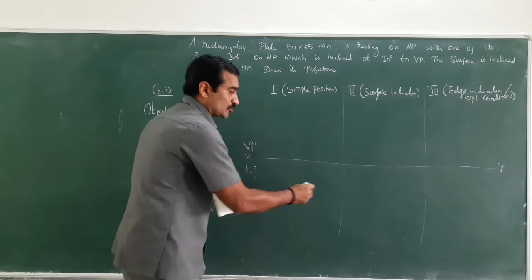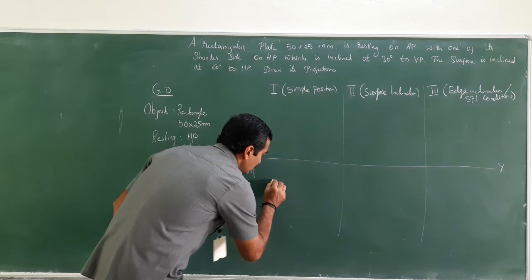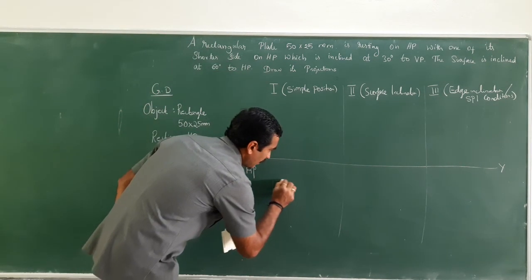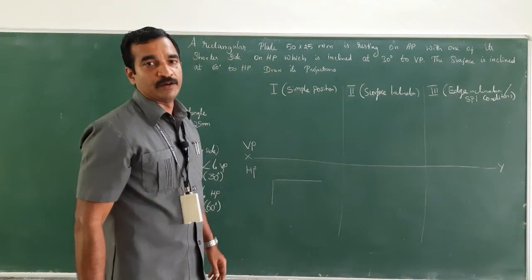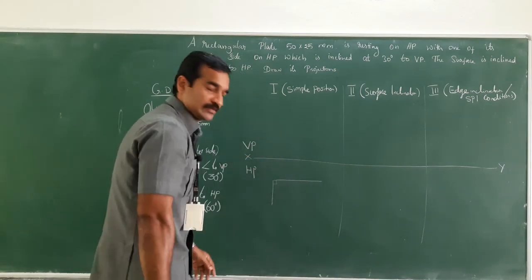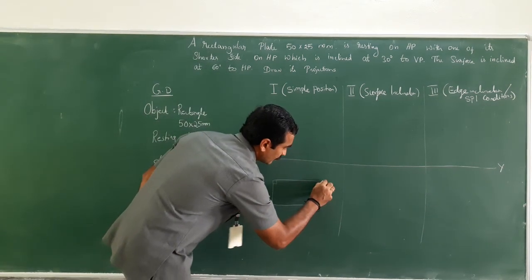So, the shorter side should be kept on the right hand side as a condition. So, 25 mm and this is 50 mm. Now draw, this is 90 degrees. Keep 90 degrees here and draw a line.